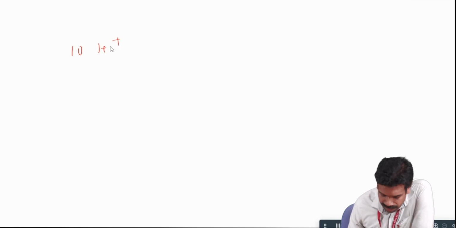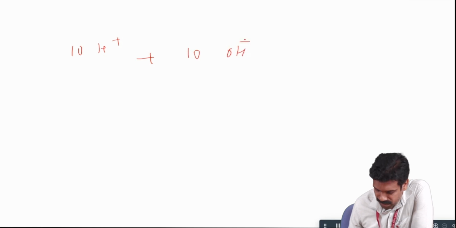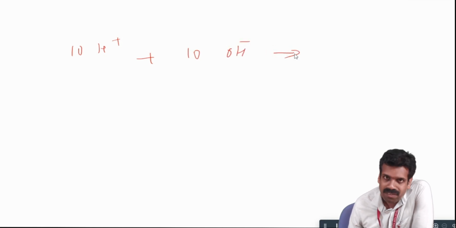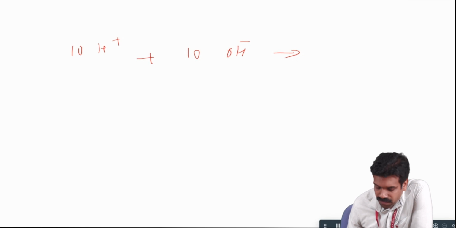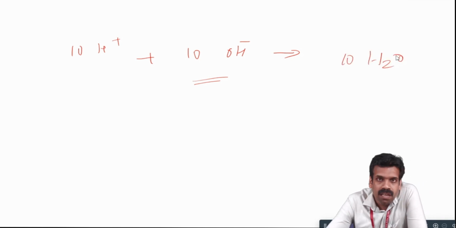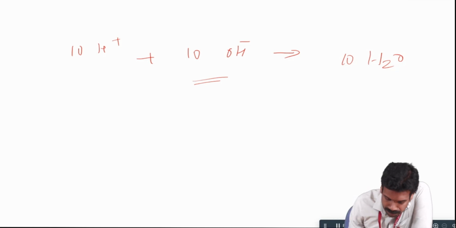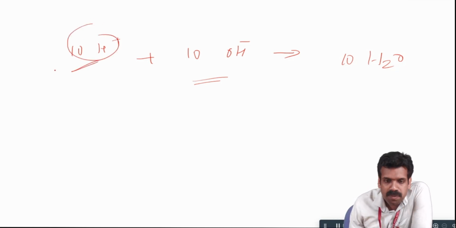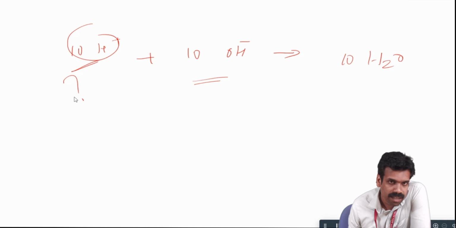So if there are 10 H plus ions, I require 10 OH minus ions from the burette to react because this is a 1:1 ratio reaction, like the HCl and NaOH solution. So when 10 H plus ions are there, obviously you require 10 OH minus ions. So when they react, you will get 10 water molecules. But my problem is that I don't know how many H plus ions are present, which is unknown. That's what I am going to find out.